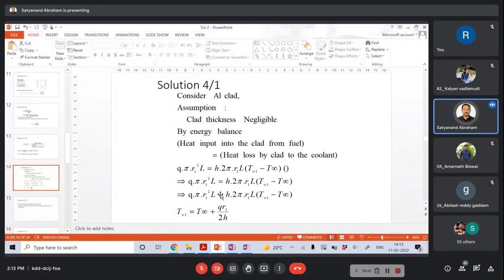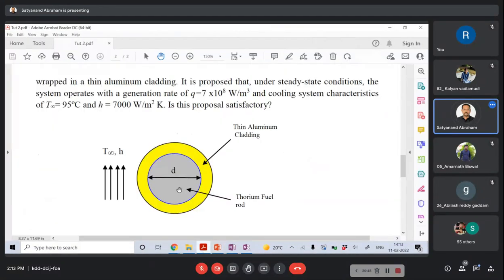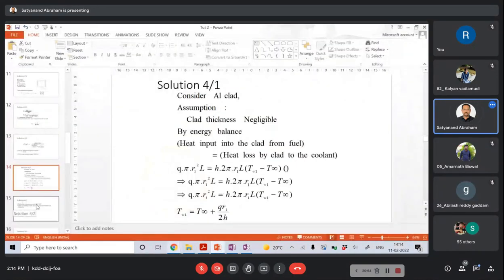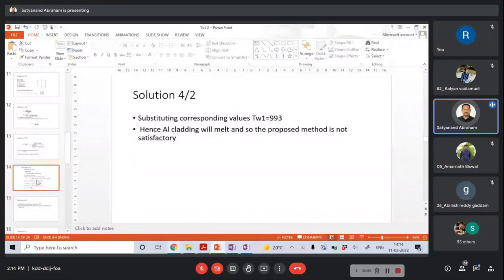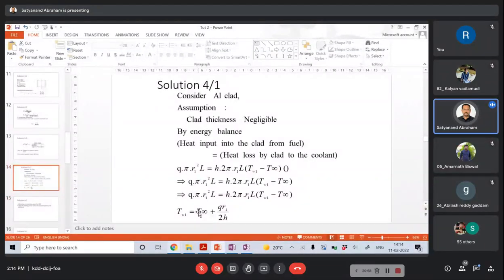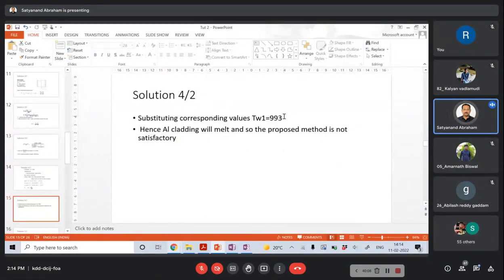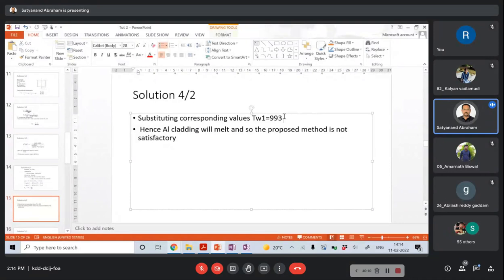Okay. So if you do this, you can get the expression for the wall temperature of the aluminum cladding. We know all the terms: T infinity we know, heat generation rate we know, R1 we know, h we know. Based on that calculation, what you get is 993 Kelvin. Unfortunately, this is more than the softening point, or at least the melting point of the aluminium.